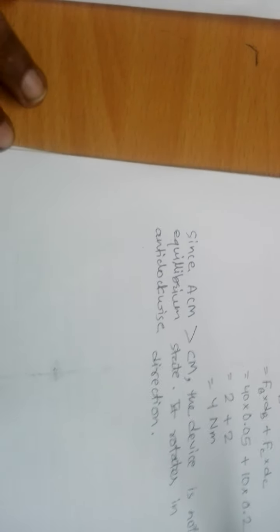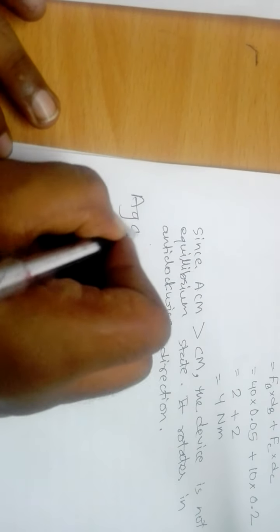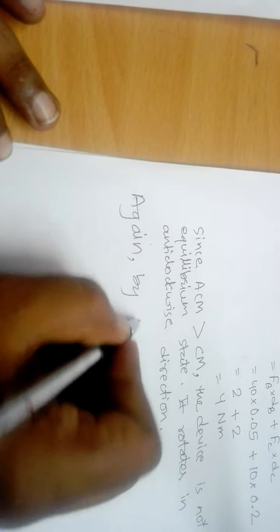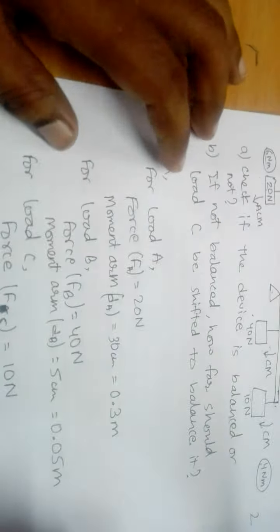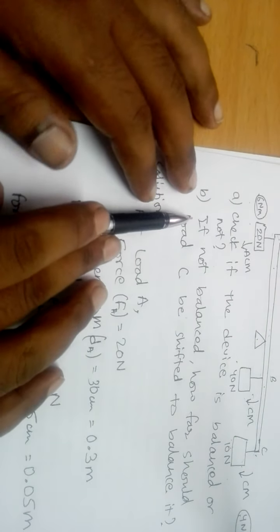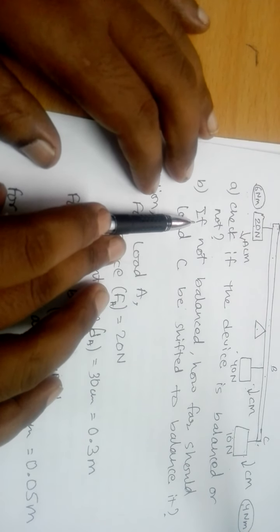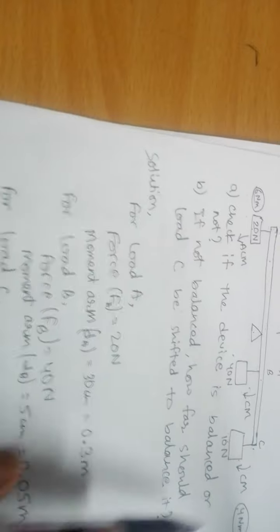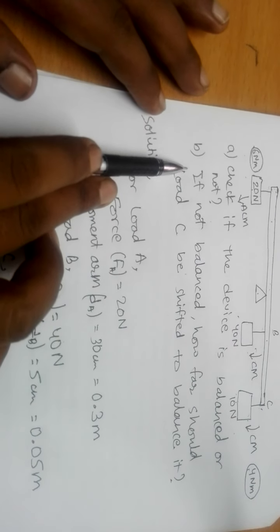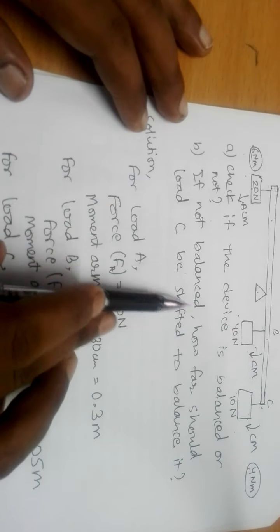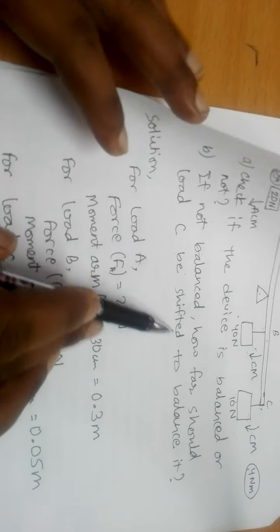Okay. Now come to the second part of the question. Again, by shifting. The second part of the question says that if it is balanced, then we don't need to go to the second part. We don't need to solve this if it is balanced. But since the lever is not balanced, we need to solve the second part of the question. It says, if not balanced, how far should load C be shifted?